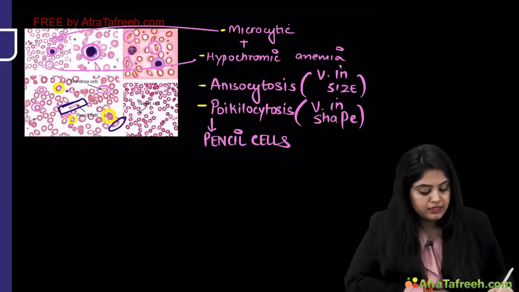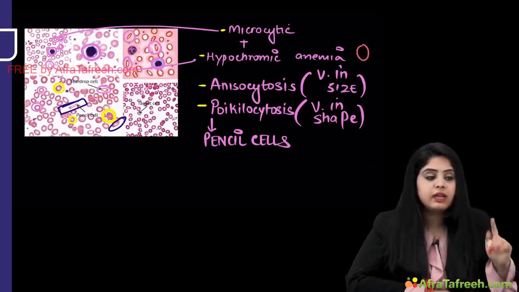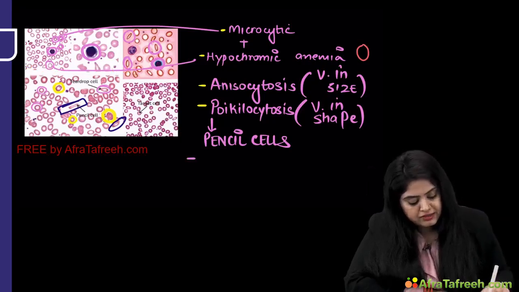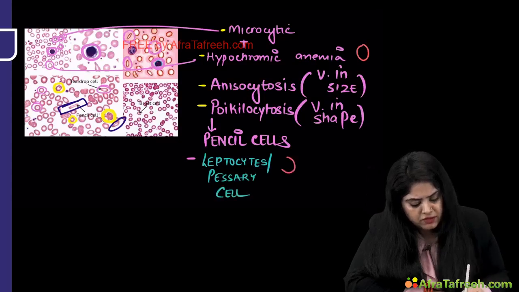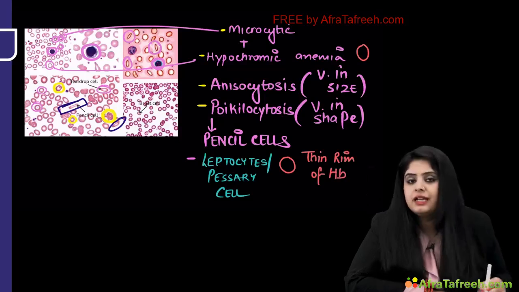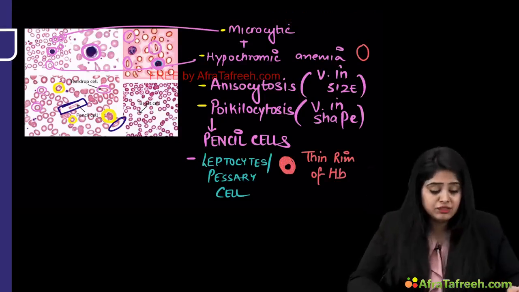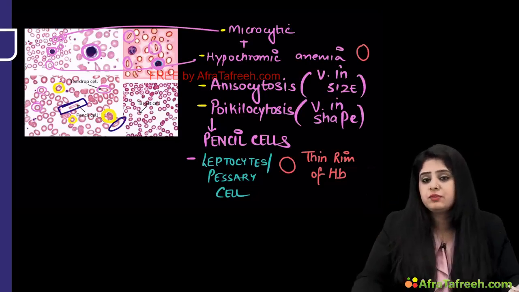Now, also note that sometimes the RBC hardly has any hemoglobin. It's looking like a ring. So sometimes you will come across a feature known as a leptocyte, known as a leptocyte or a pessary cell. A leptocyte or a pessary cell is something which is just going to have a thin rim of hemoglobin. It has become so severely deficient. It hardly has any hemoglobin. See, normal kitna tha? Normal should have been this much hemoglobin. How much pallor? 1/3 pallor. Now this hardly has any hemoglobin. It's just like a ring, a tiny rim of hemoglobin. That's it. That's known as a leptocyte or a pessary cell.